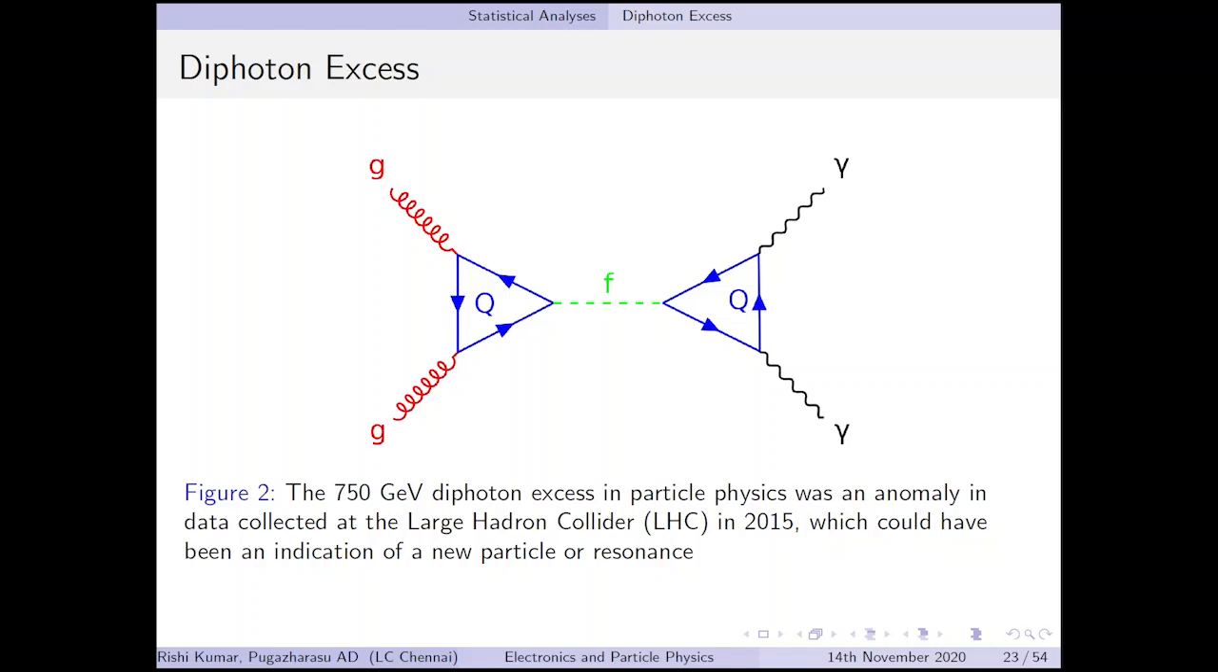The diphoton excess in particle physics was an anomaly that was found in 2015, which we thought was an indication of a new particle resonance. But in the end, we are yet to find out whether it was a statistical anomaly or whether we actually found the particle. We are not yet sure. But this diphoton excess essentially implies a particle called the digamma, which decays into two photons, hence the Diphoton Excess.